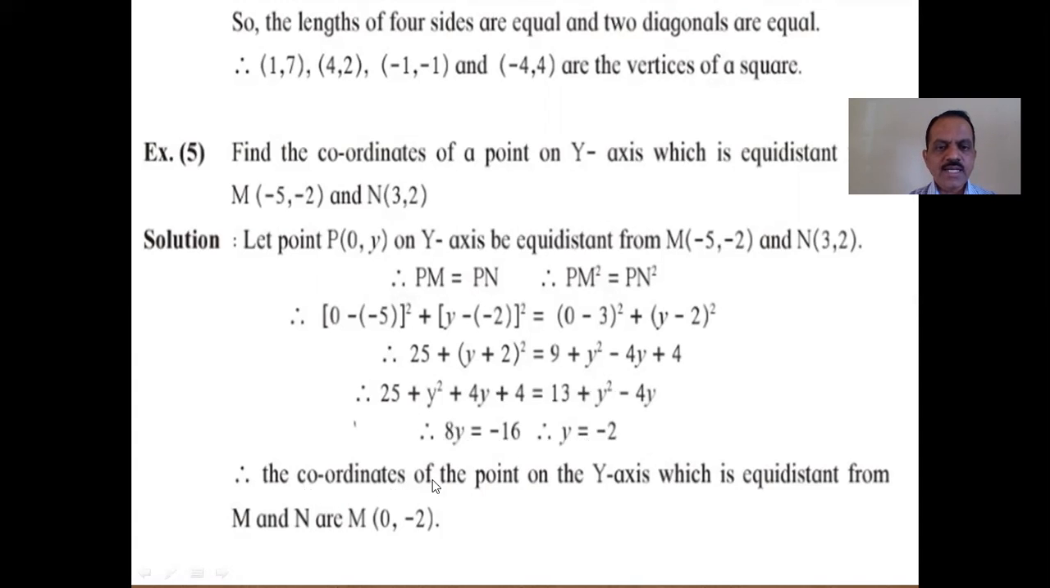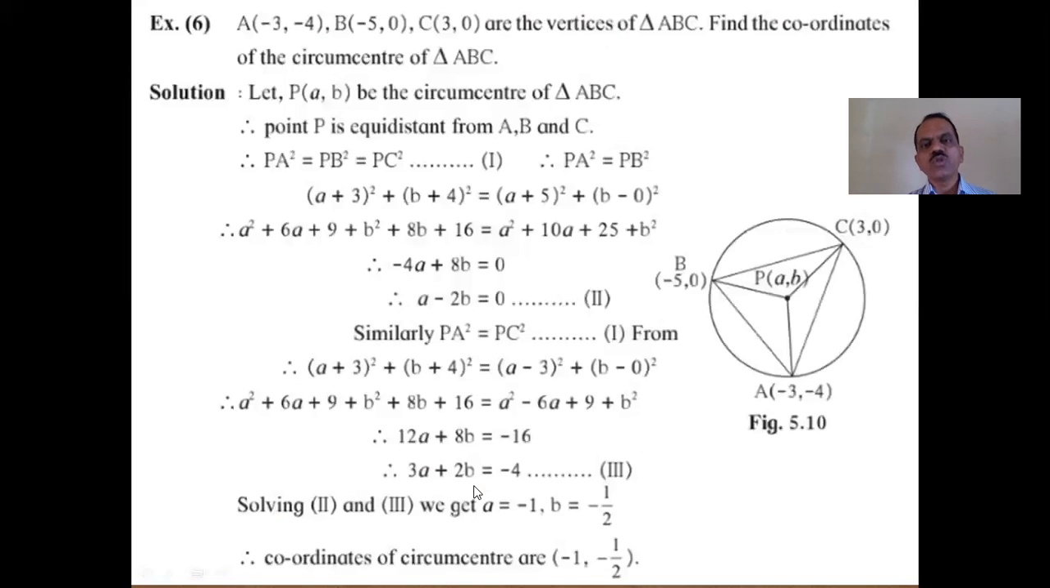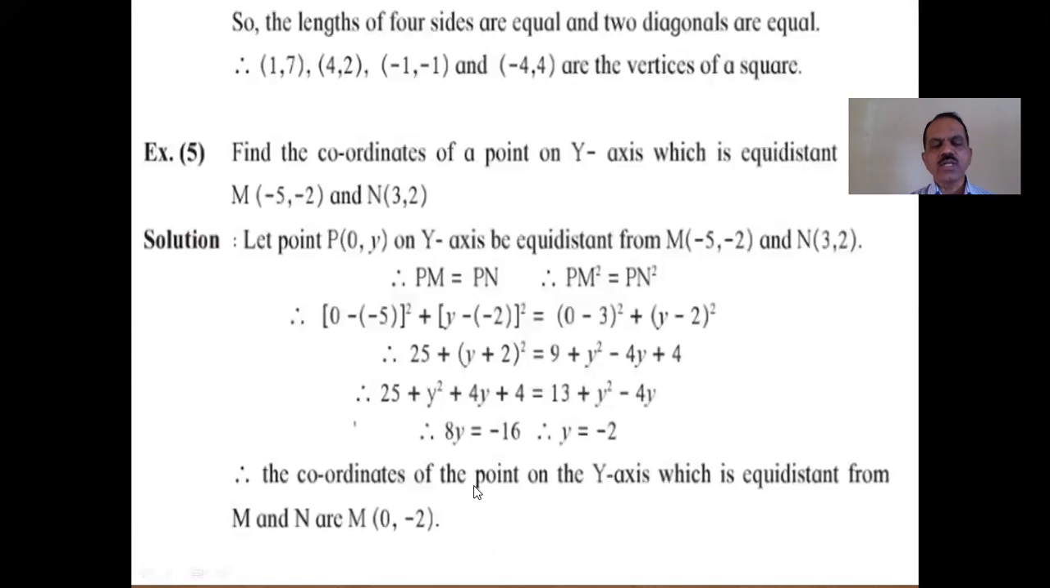Therefore, the coordinates of the point on the y-axis which is equidistant from M and N are (0, -2). This is the solution of our problem.